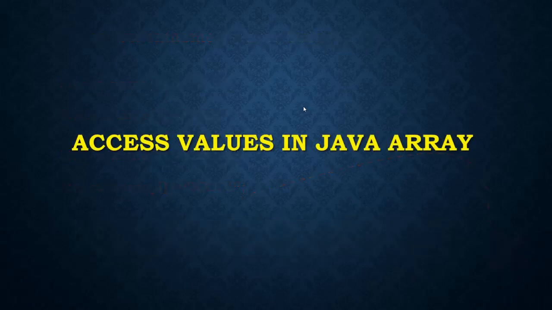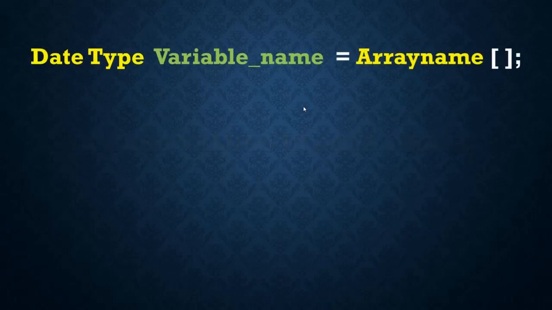Now I want to access values in the array. Now look at this, how we can access here. This is simply creating a variable with an appropriate data type and variable name, and then making sure you provide which index you want to access.